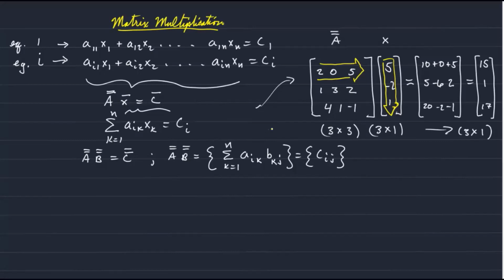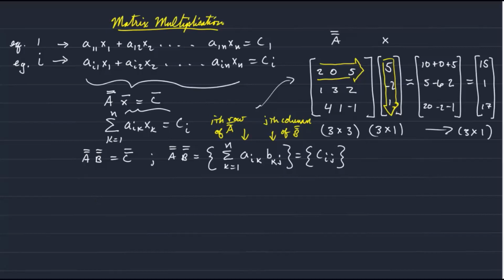So again, this is the jth column of B times the ith row of A. And that's how we multiply two matrices that aren't vectors.